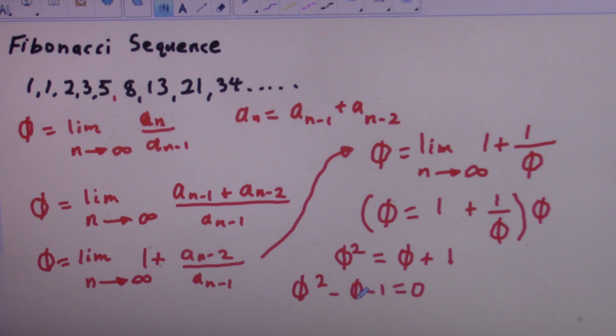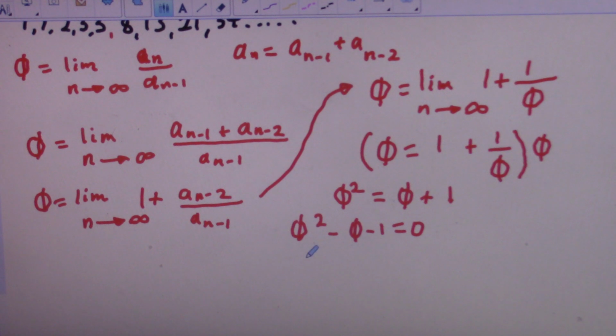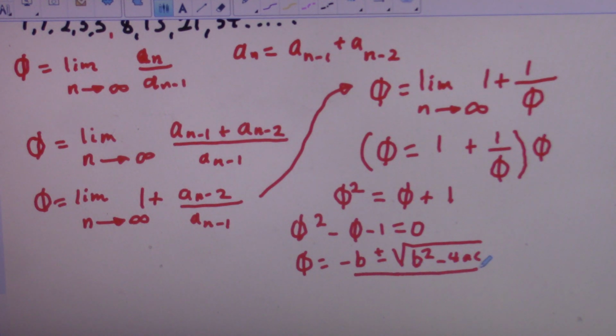And how are we going to solve this equation for phi? We're going to use something we've done back in Algebra 2 and in pre-calculus. We use the quadratic formula, and it's negative b, I'm going to put here phi equals negative b plus or minus the square root of b squared minus 4ac over 2a. So that's what it is right here.